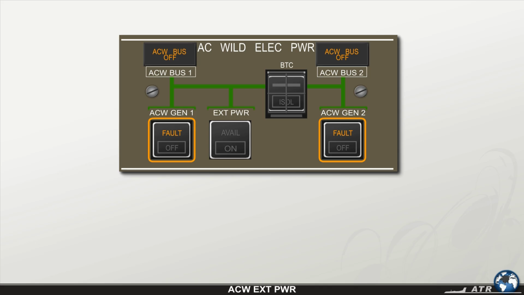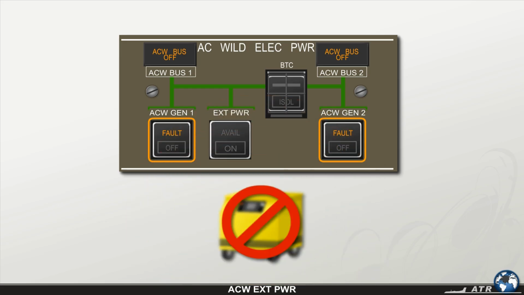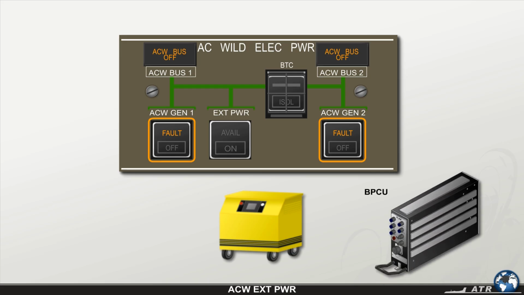Located between the two AC wild generator push buttons, you'll find the external power push button. Its normal position is released. If an external power unit is not connected to the aircraft, no indication is displayed. If an AC ground power unit is connected to your ATR, the AC wild bus power control unit checks to see if the received electrical power is within limits. If all necessary conditions for the power supply are met, the green available light in the external power push button illuminates.